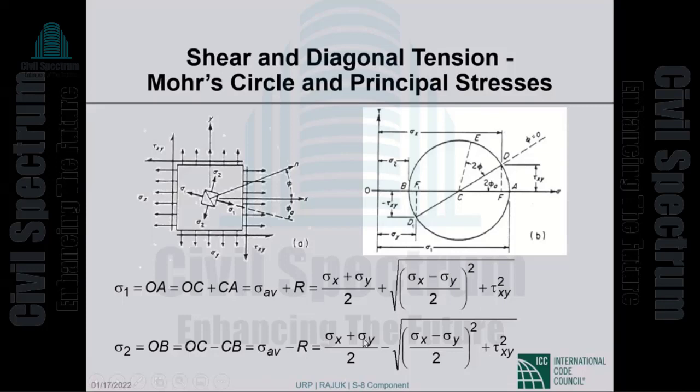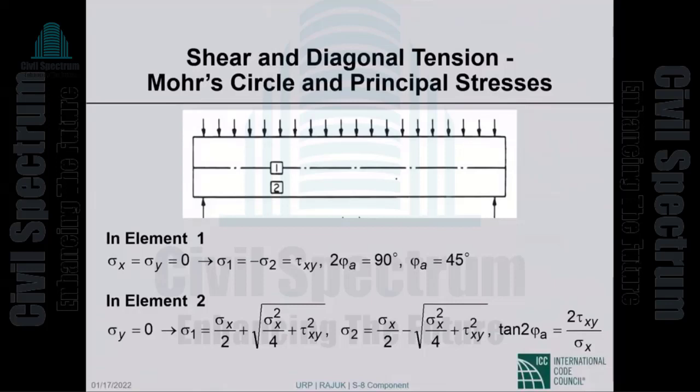So if we know sigma x, sigma y, tau xy, then we are in a position to figure out the principal stresses sigma 1 and sigma 2, which are not associated with any shear. Those are normal stresses, either tension or compression.